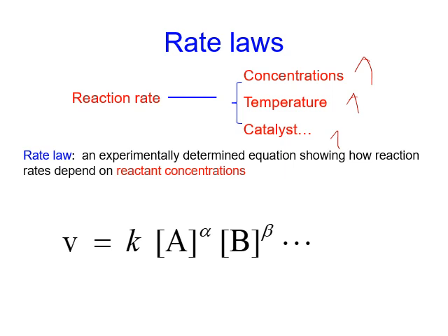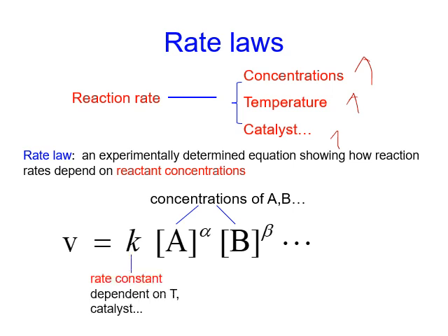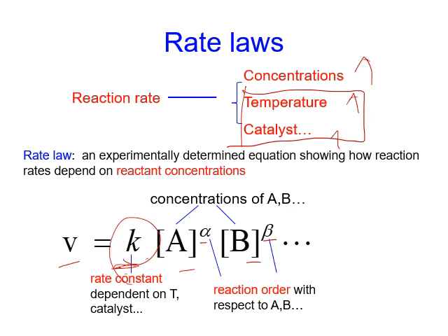In this equation, A and B are the concentrations of A and B. Usually they are reactants. K is called the rate constant. Now the rate constant actually depends on temperature and the catalyst. So this equation looks like it only depends on concentration, but in fact it's also affected by temperature and catalyst, which are included in the K constant. Now alpha and beta are the powers of the concentration. These alpha and beta are called reaction order.